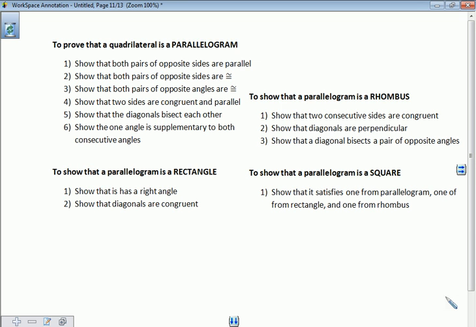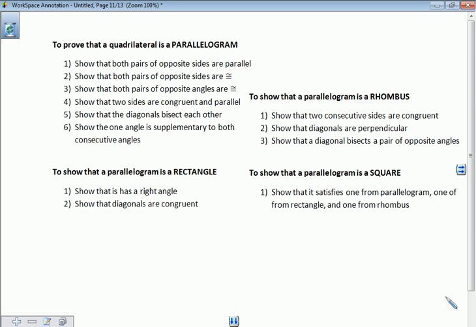Rectangle. It has to satisfy one of these and show that it either has a right angle or the diagonals are congruent. Not only that they bisect each other, but they are also congruent. Okay, so that would prove a rectangle.